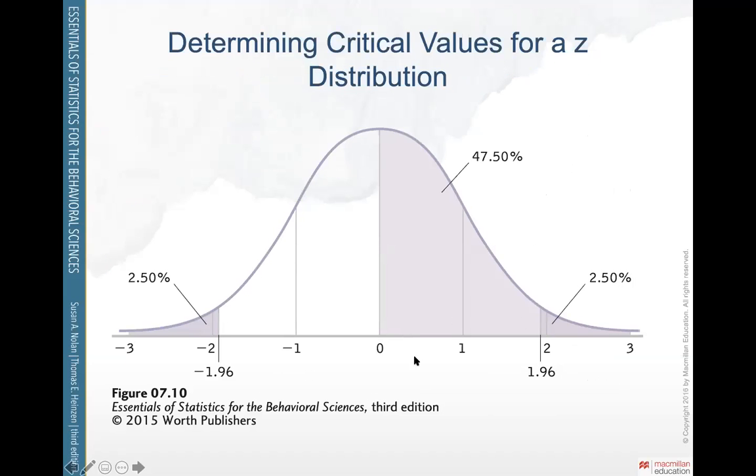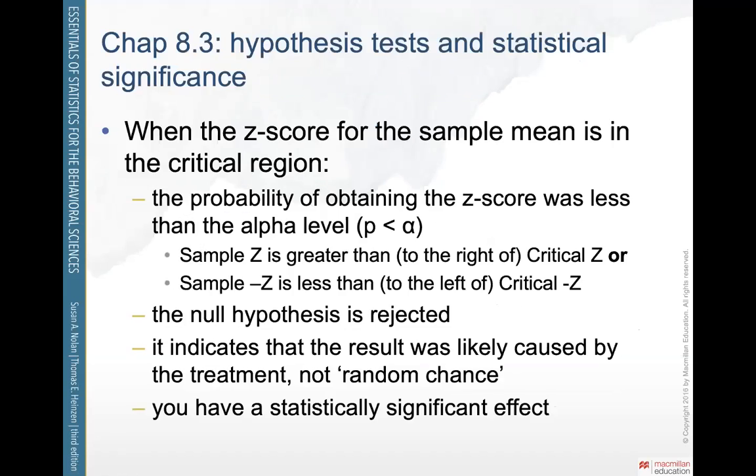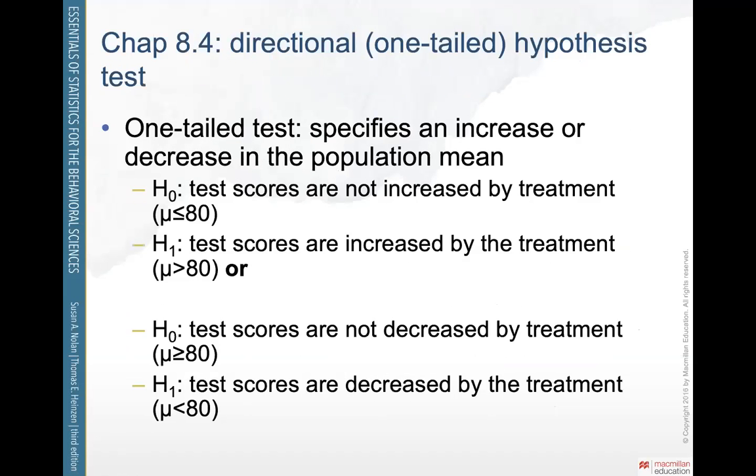So kind of visualizing what that is, 1.96 is our critical boundary on this side. 2.25, which is the z-score that corresponds to our sample mean of 89, would be around right there. Clearly, that's in the critical region. Therefore, we would reject the null hypothesis. Okay, so that was an example of a two-tailed test.